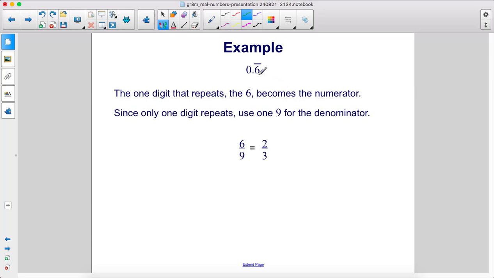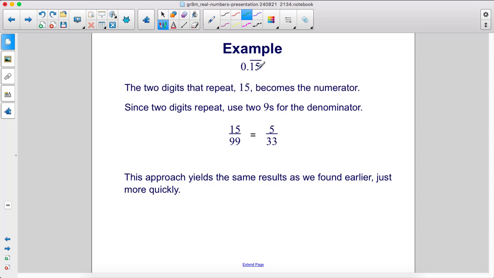For example, 0.6 repeating has one digit that repeats. Therefore, the 6 becomes the numerator. And since only one digit repeats, we use only one 9 for the denominator, 6 over 9. That can then be simplified to 2/3.